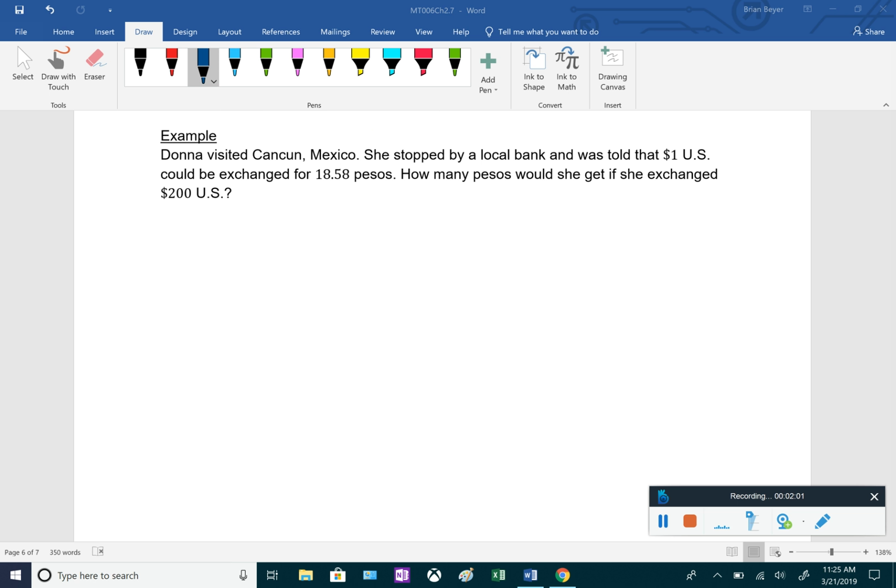Donna visited Cancun, Mexico. She stopped by a local bank and was told that $1 US could be exchanged for 18.58 pesos. We want to know how many pesos she would get if she exchanged $200 US. Setting up this proportion, we're going to say that $1 is the same thing as 18.58 pesos, and that is going to equal $200. We're trying to find how many pesos is the same as 200 US dollars.